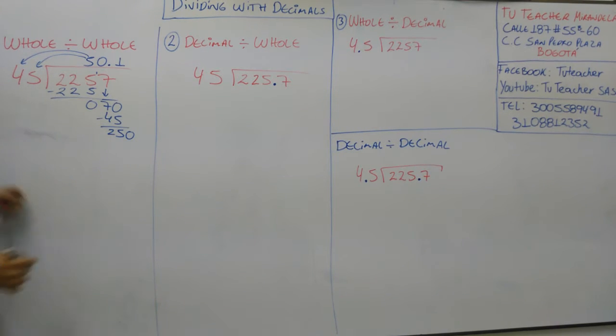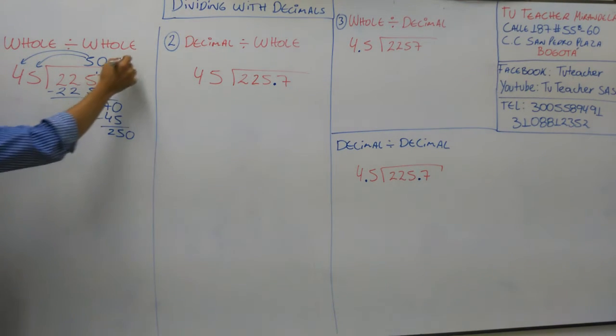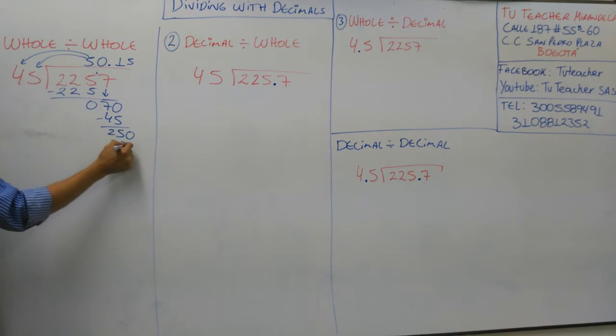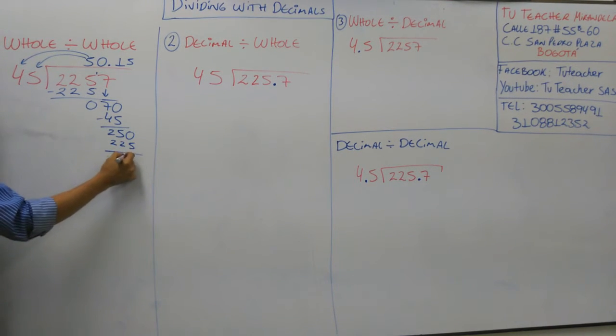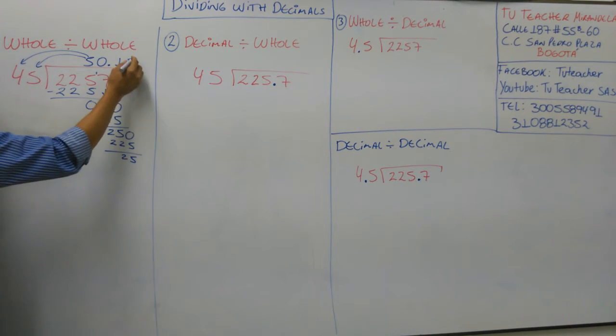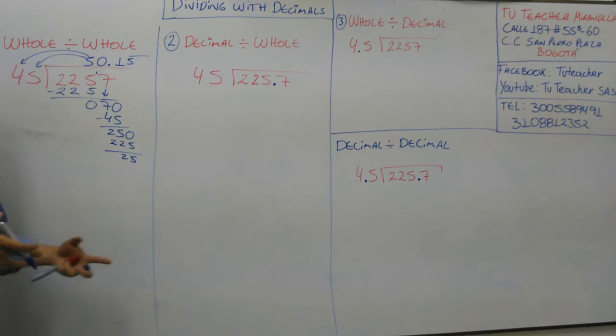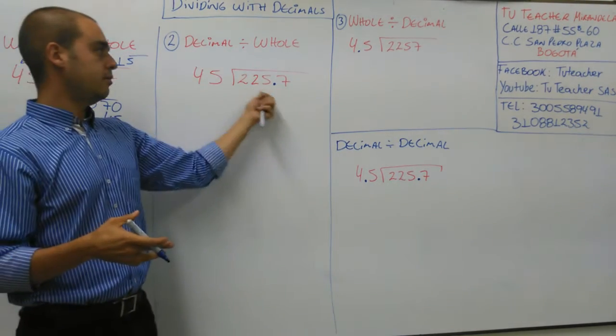We can add another 0. And that will give 5 times again. We already know 5 times 45 is 225. Which would leave 25, making it periodical. 5, 5, 5, 5. Next up, we have a decimal divided by a whole.